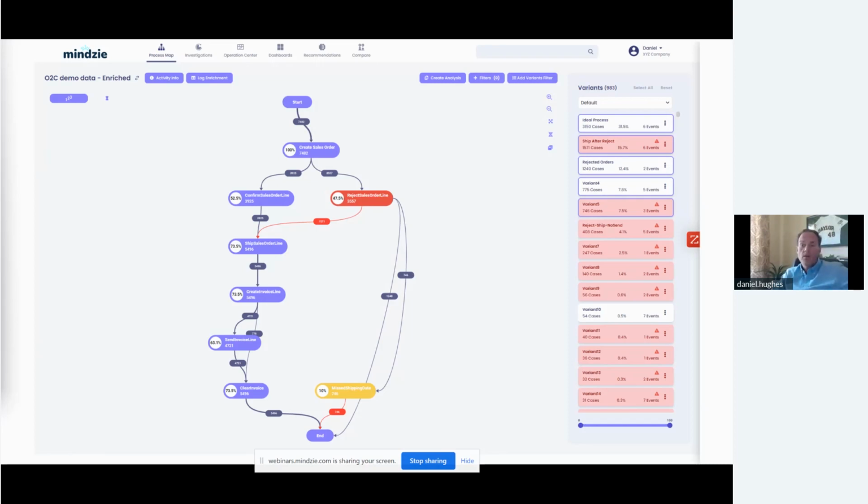From the ideal process variants to non-conforming variants to one-off variants, way down at the end of the tail of your process execution. All the things that you can't get from a process mapping exercise, process mining can show you the way that's happening in a simple process discovery just by connecting process mining up to your systems.